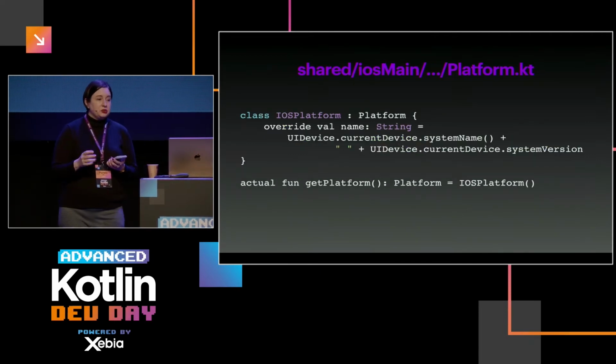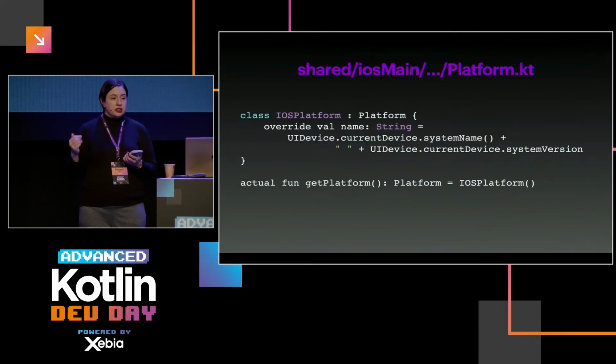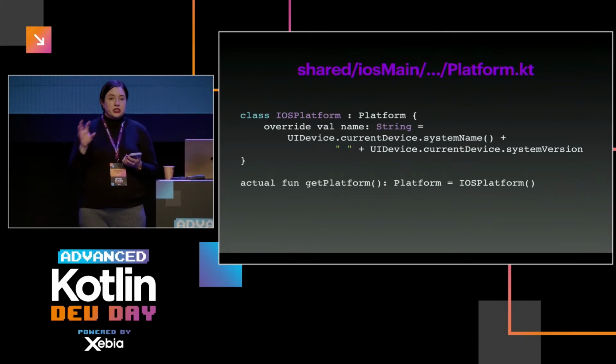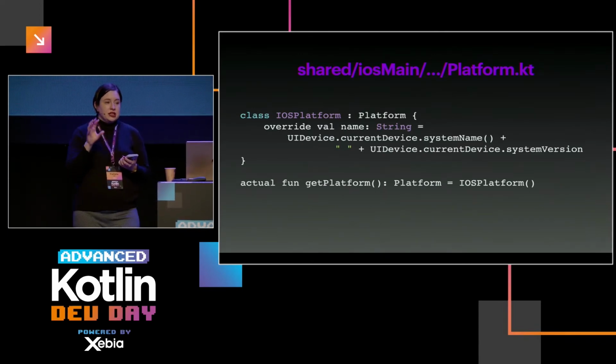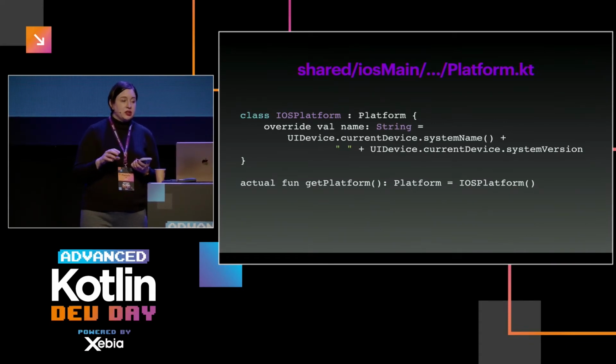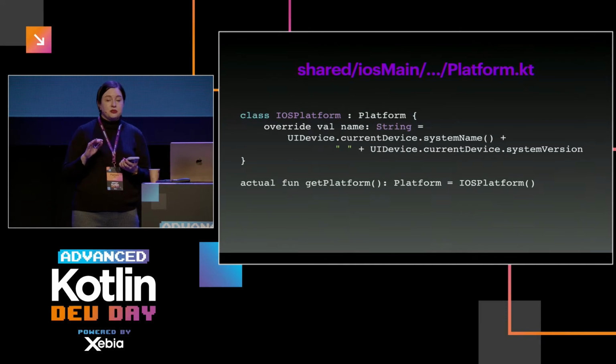Similarly, for iOS, we define a class, and we return that class in the getPlatform function. It's also preceded by actual. So they kind of follow the same pattern. But in this case, we're using iOS-specific classes, functions, and properties to query device information.